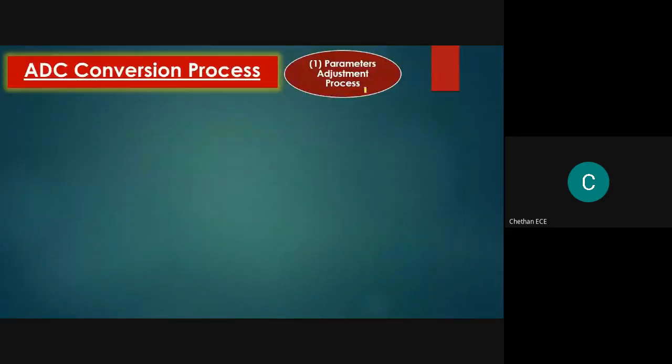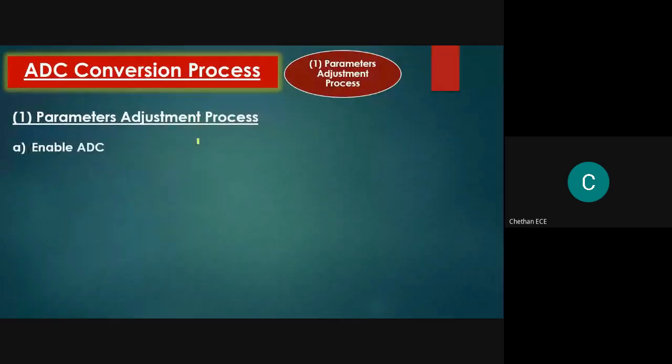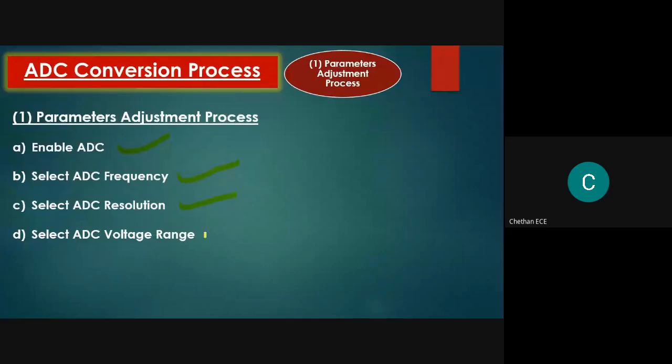Firstly, with the parameter adjustment process, we have to enable the ADC. We have to select the ADC frequency. We have to select the ADC resolution. We have to select the ADC voltage range, and we have to look at how we can make the ADC work in a power reduction mode of operation. Okay, these 5 steps are required, and these parameters should be adjusted in order to successfully perform the analog to digital conversion.